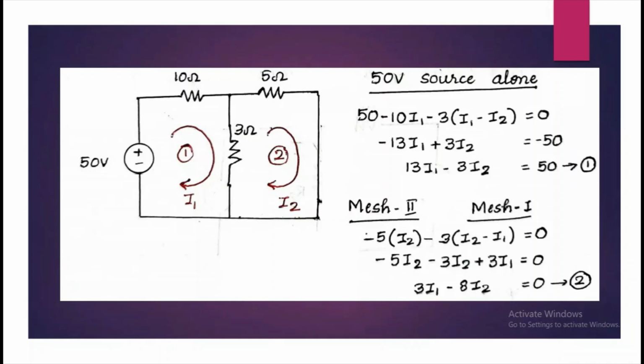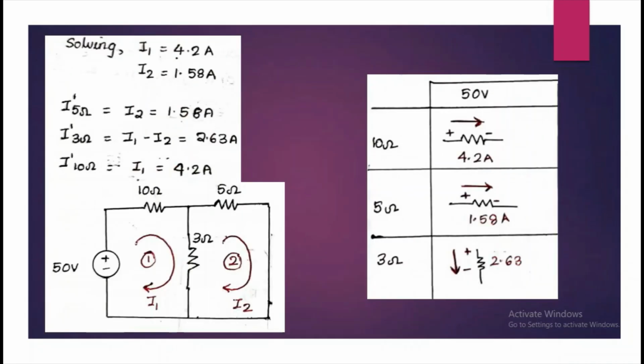So first let's consider the 50 volt source alone. The 25 volt source is shorted. Now using mesh current equations, we write those of mesh 1 and mesh 2. So on solving, we get the currents I1 and I2. Now let's find the response through each of these resistors.